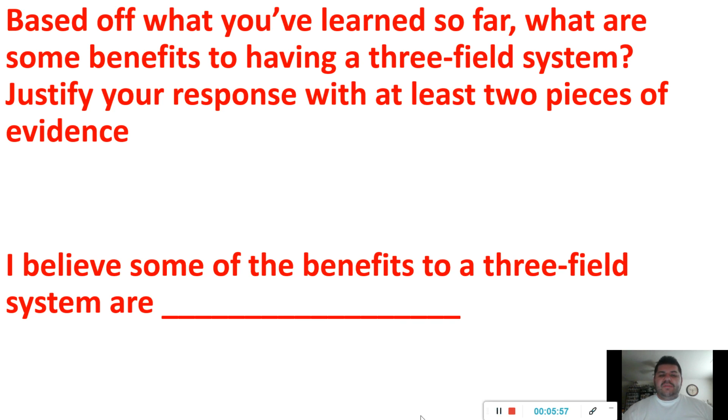All right, so based off what you learned so far, what are some benefits of having that three system? Okay, so give like two pieces of evidence, and really think about it. Why is that good to constantly have one field being plowed, one field they're planting, and another field that they're harvesting, whatever it may be?